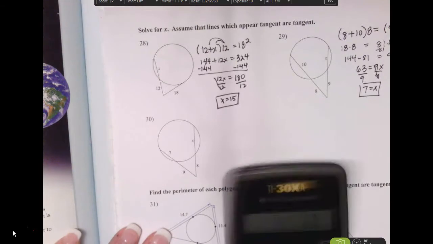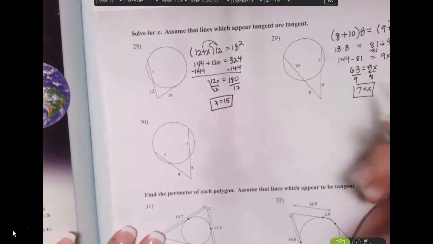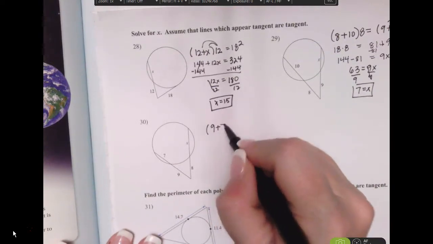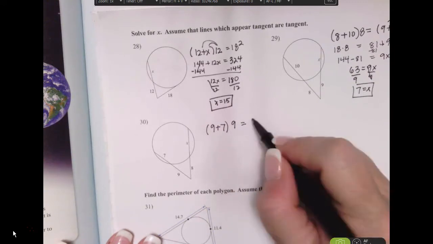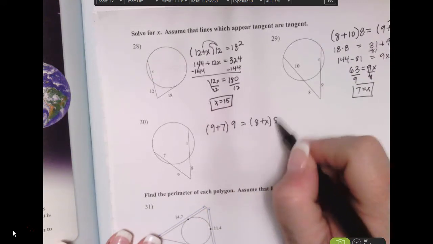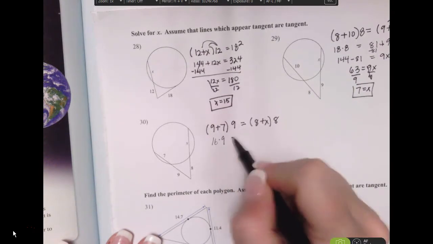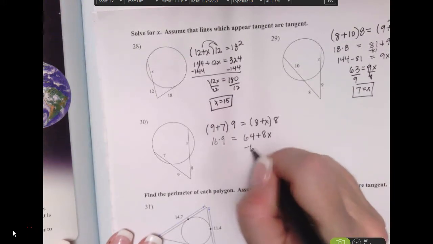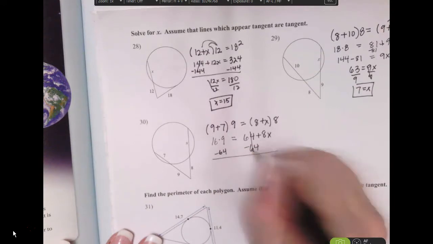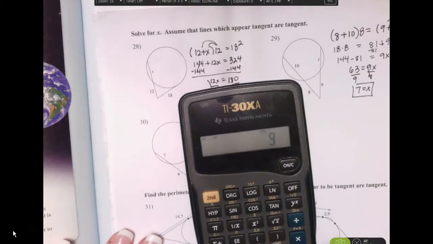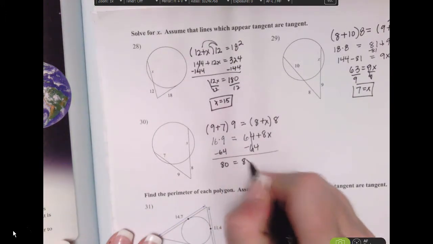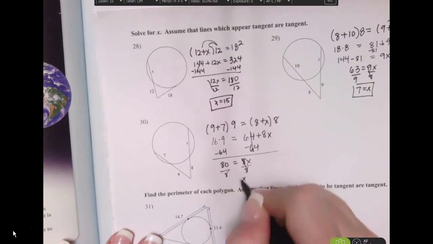In number 30, I've got the exact same type of problem. I've got 2 secants, so I'm going to use the same formula that I used in the last one. So I add the lengths, then I multiply by the part outside, add the lengths, multiply by the part outside. So 16 times 9 equals 64 plus 8x. Subtract 64 from both sides. So 16 times 9 minus 64 is 80. 80 equals 8x. X equals 10.